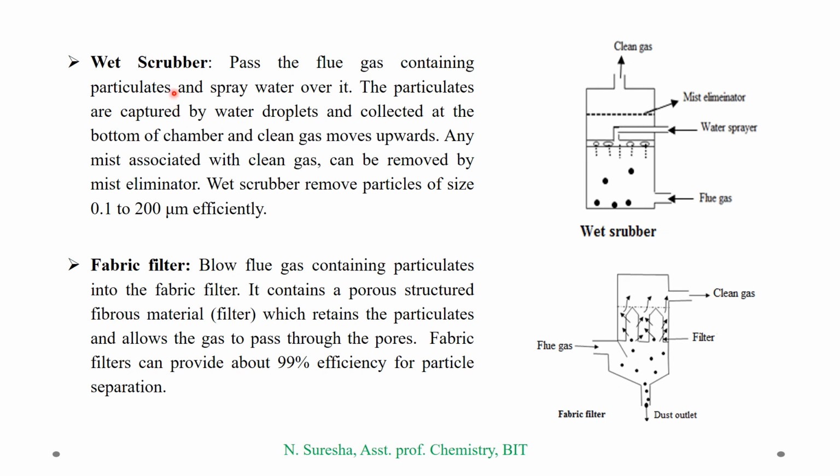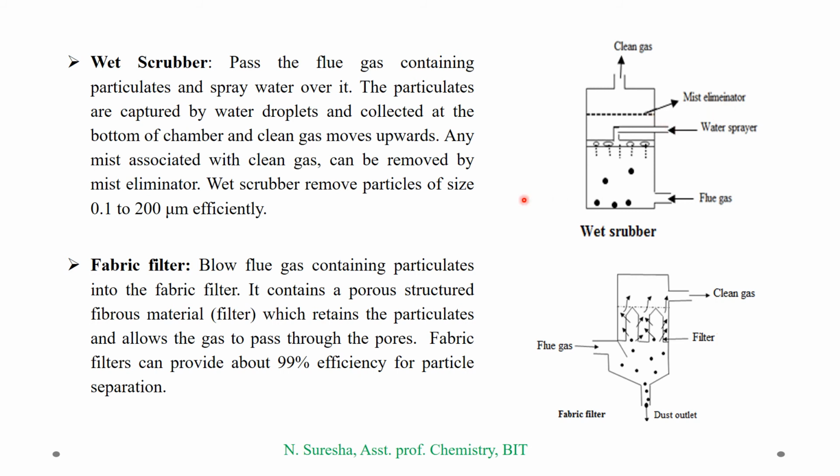The next method is the wet scrubber. This is more advantageous. In the wet scrubber, the flue gas containing particulate matter is passed through the chamber and water is sprayed over it. The particulates present in the flue gas are captured by the water droplets and collect at the bottom of the chamber, and the clean gas can be released into the atmosphere. Any mist associated with the air can be eliminated by passing the air through a mist eliminator.